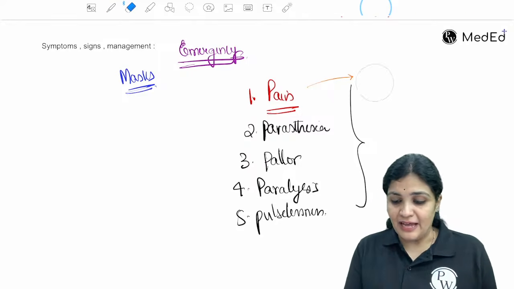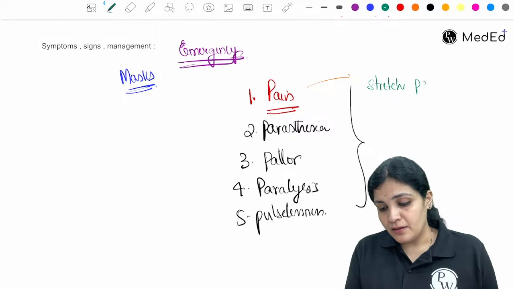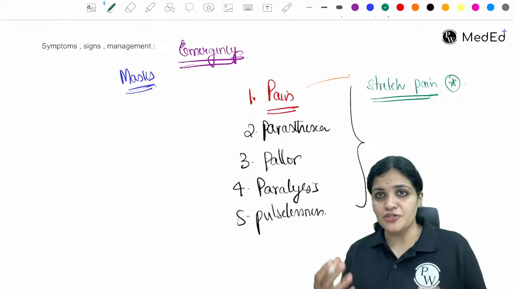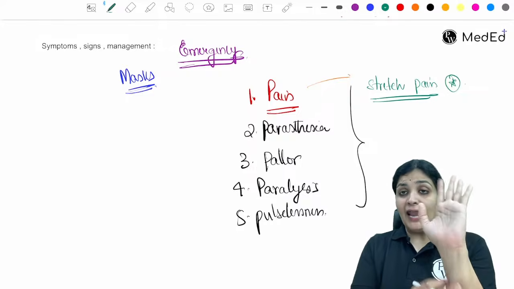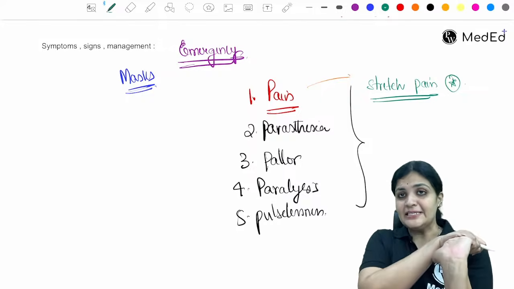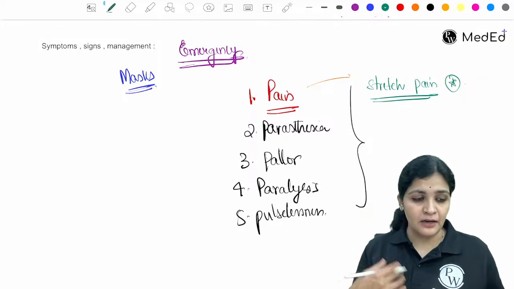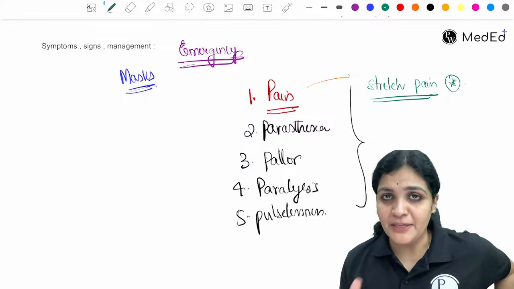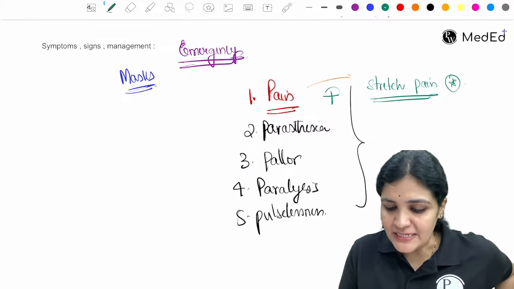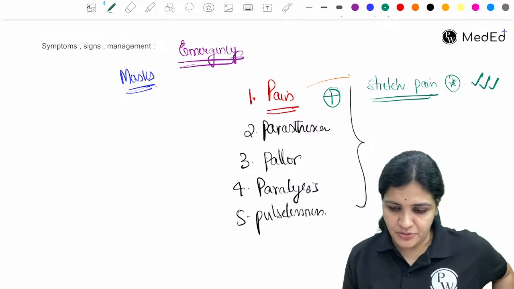If the patient is having the stretch pain, so if you're able to elicit this sign, that is the stretch pain. Usually in the forearm, the flexors are the ones which get affected, and now we are going to extend this like this, and now the patient is wincing with severe pain. That means it is an indication for us that you have to be suspicious about compartment syndrome. So pain plus stretch pain is one thing which usually helps you for the diagnosis, right?